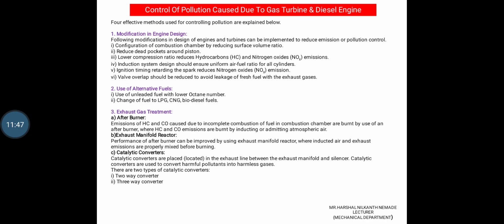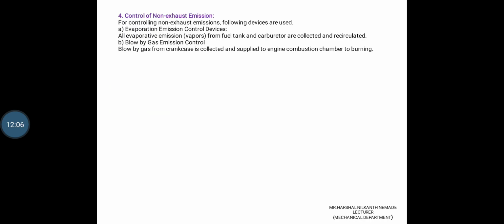Control of pollution caused due to the gas turbine and diesel engine. Pollution control: modification in engine, use of alternative fuel, exhaust gases treatment, in which afterburner, exhaust manifold, radiator, catalytic converter. Two-way catalytic converter or three-way catalytic converter you may say. Control of non-exhaust emission is also there.